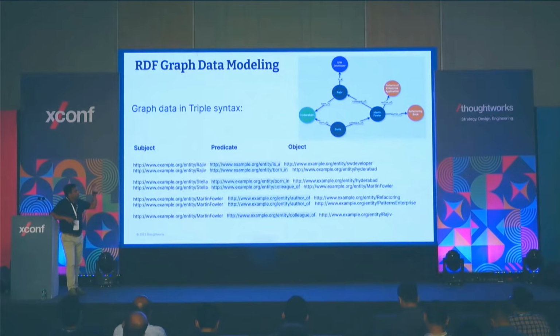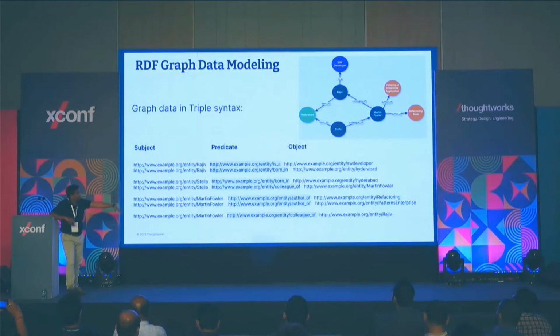Okay, so now we saw all those entities, right? But in RDF-based graph modeling, the important thing is you have to form them and keep them in a triple format, right? So now what we have done is we have taken all those entities and formed them as per the structure of the triple. Now you can see the left-hand side is the subject, the middle is the predicate, and the target is the object, right? So this is a triple format.